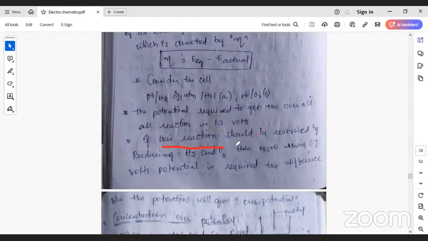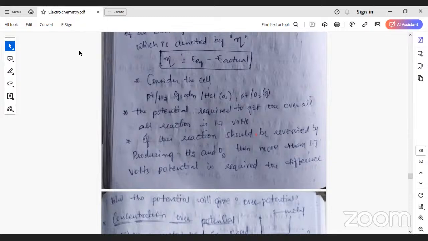If this reaction should be reversed by producing H2 and O2, immediately the reaction will be reversed, right? So that means equilibrium is attained. More than 1.7 volts of potential is required, right? So equilibrium means, for example, clearly you have to set this, right?